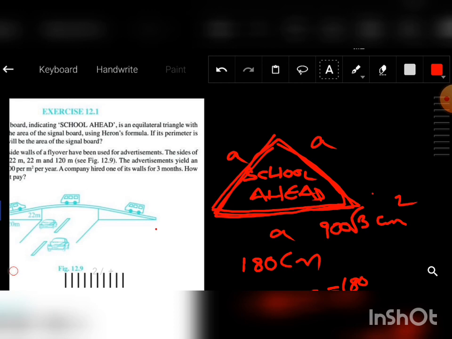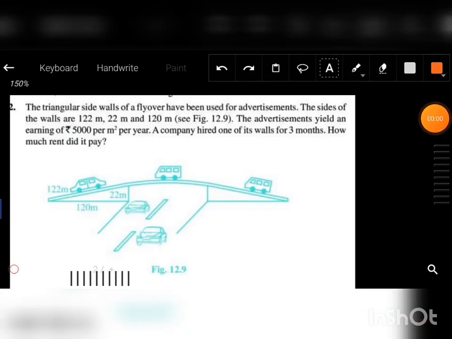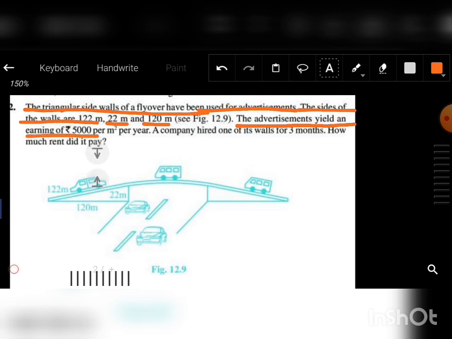So now let us see our second problem. Now let us see our second question. The triangular sides of walls of a flyover have been used for advertisements. The sides of the walls are 122 meters, 22 meters and 120 meters. The advertisements yield an earning of rupees 5,000 per meter square per year. The company hired one of its walls for 3 months. How much rent did it pay? So this is our question.